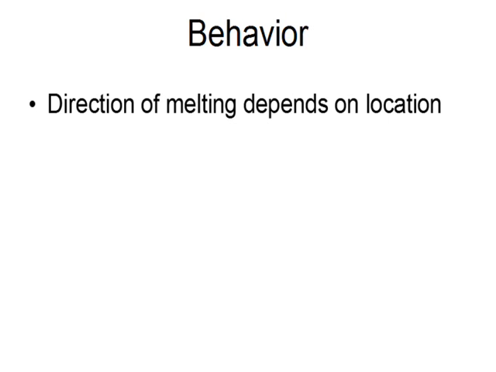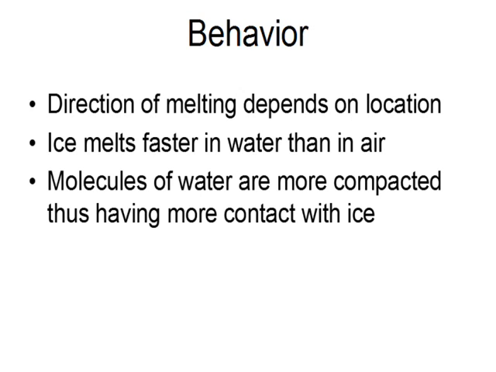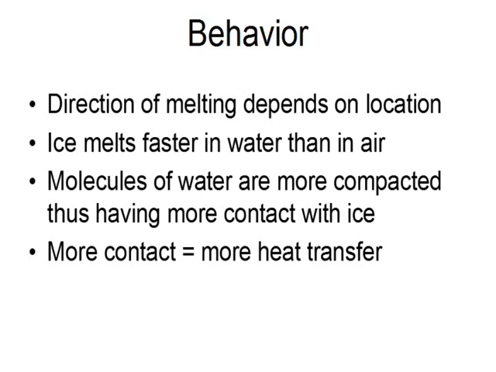Let's talk about the behavior of ice. First and foremost is the direction in which it melts. The direction of melting depends on location. Ice melts faster in water than it does in air because molecules of water are more compacted, thus having more contact with the ice. More contact means more heat transfer, and more heat transfer means more heat.